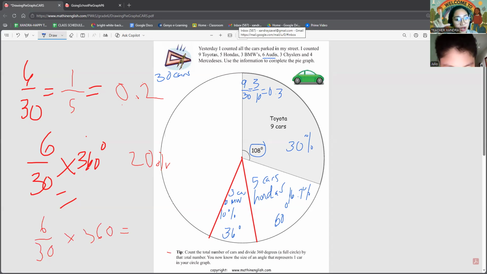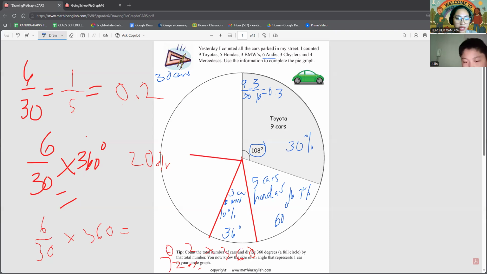Okay, Julio, our first session is done. What should be the degree? Times it to 360 now. 72. 72 degrees. So we estimate, and it's kind of like this one. Okay? So 72 degrees here.